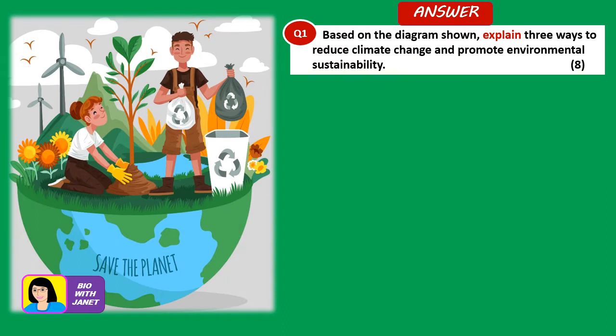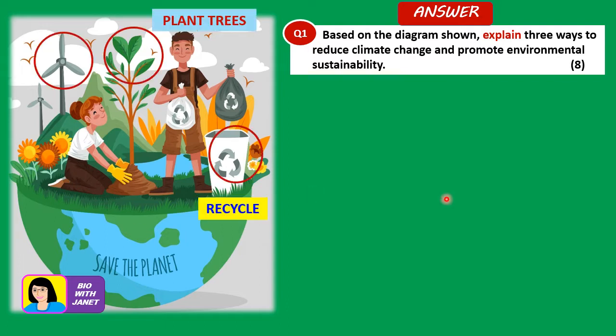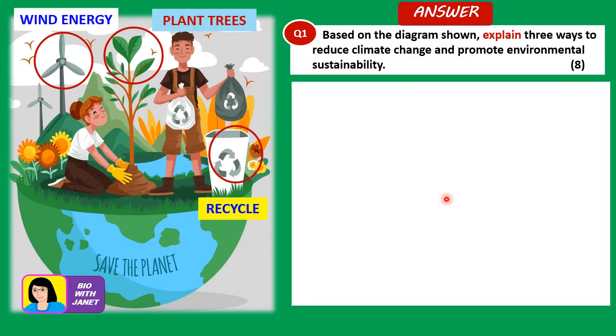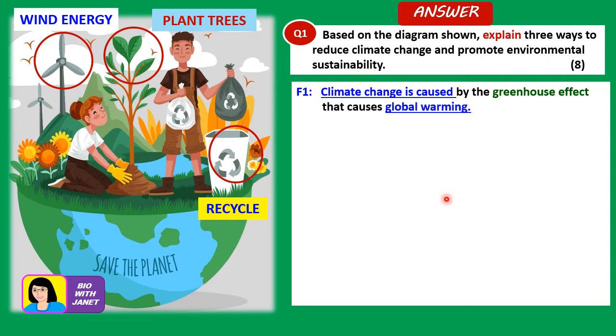So let's look at our answer, right? The first thing you have to do is, you have already circled all these ways to reduce climate change, right? So let's look at the answer now. Now, the first thing is to explain the cause of climate change, right? So fact number 1, climate change is caused by the greenhouse effect that causes global warming. Or you can put it in a more systematic way: climate change is caused by global warming, which is caused by the greenhouse effect.